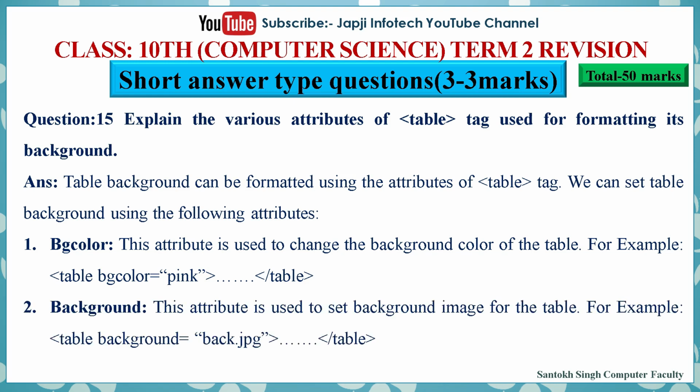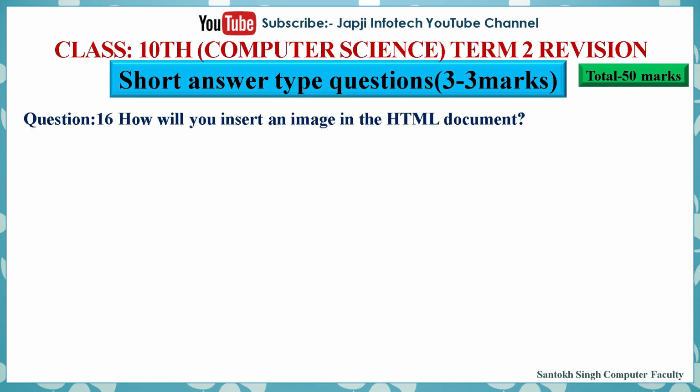And second one is background. This attribute is used to set a background image for the table. For example, left angle bracket table space background="image name", write the name of the image you want to set in the background of the table, then close the table tag. And the 16th question is, how will you insert an image in the HTML document?